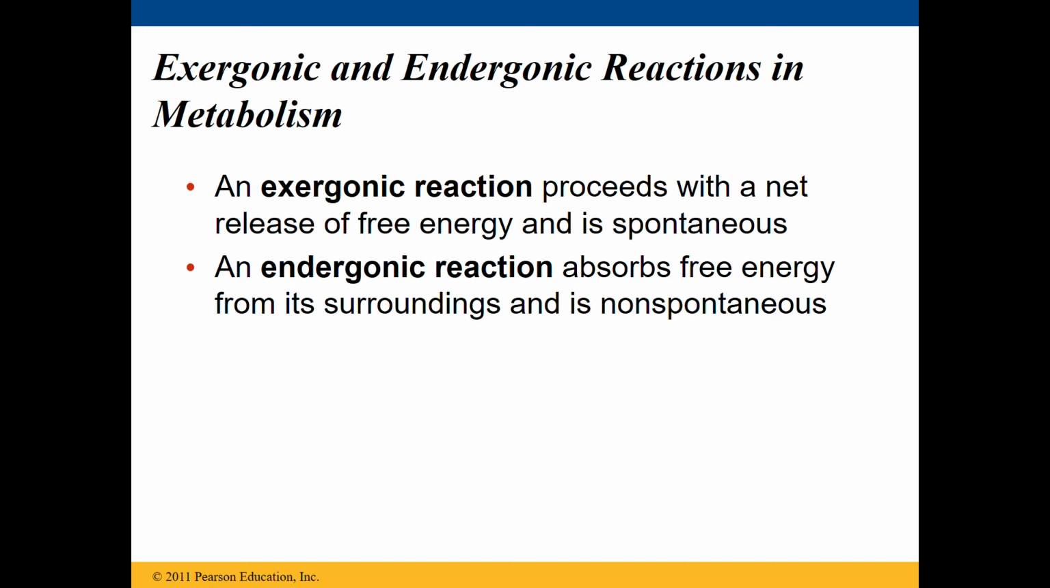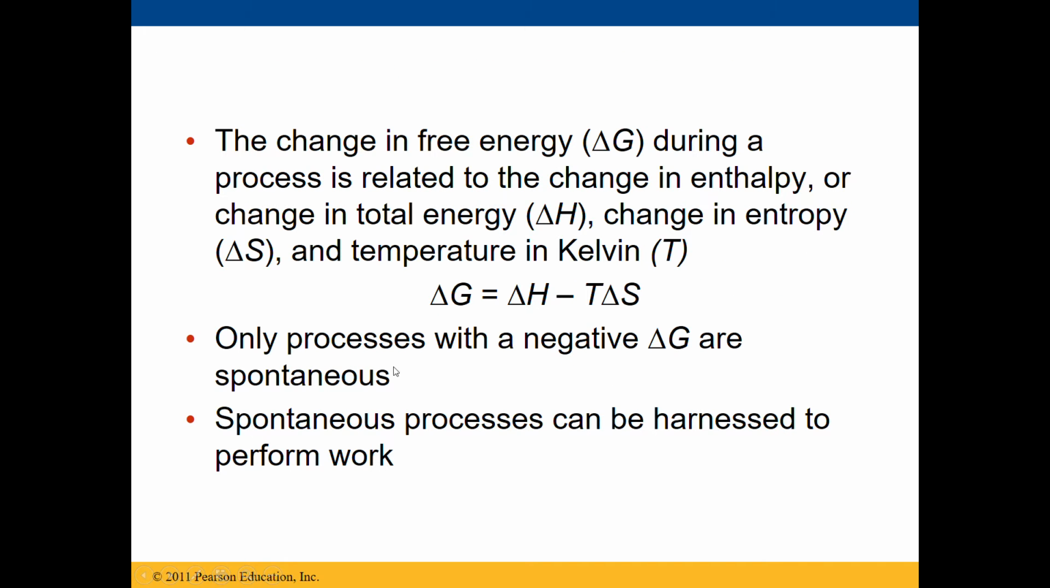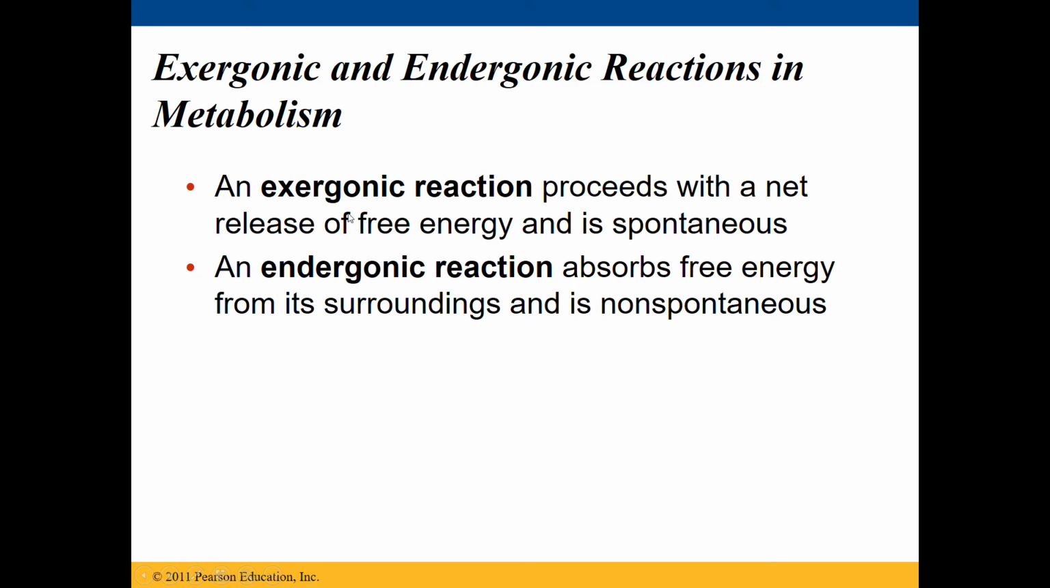Endergonic reactions are the opposite. They require an input of free energy in order for them to occur. So these are non-spontaneous reactions. All right, so again, going back here, spontaneous processes are going to have a negative delta G. So your exergonic reactions are going to have a negative delta G. Your endergonic reactions are going to have a positive delta G.